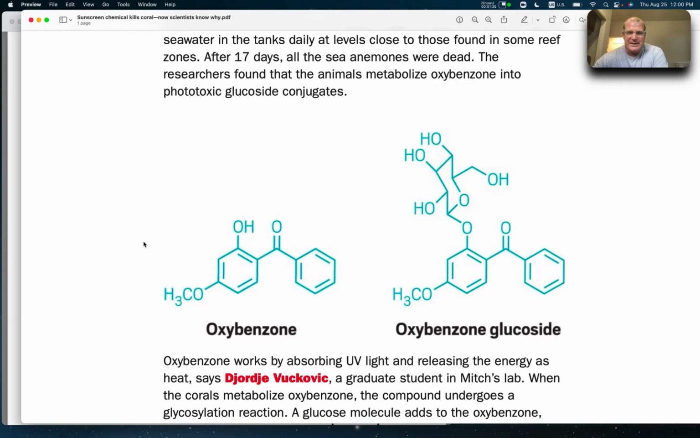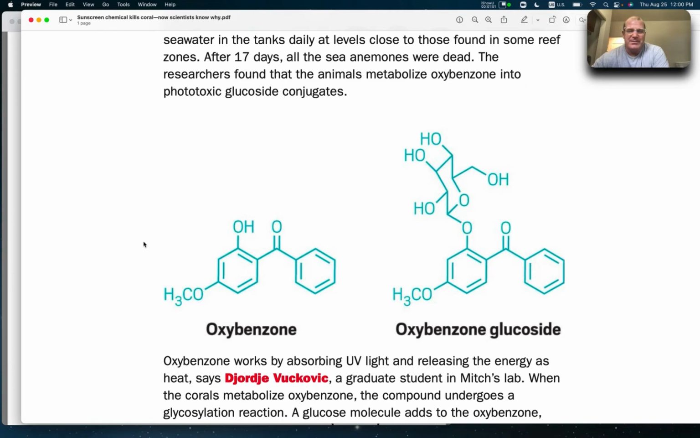And this idea that plants and animals take a substance and turn it into something more toxic is not isolated to coral. We humans do that quite a bit. A very common one, alcohol. Alcohol is oxidized to acetaldehyde. If you have alcohol poisoning, you really don't have alcohol poisoning. You have acetaldehyde poisoning. So that's the byproduct in the oxidation of alcohol.